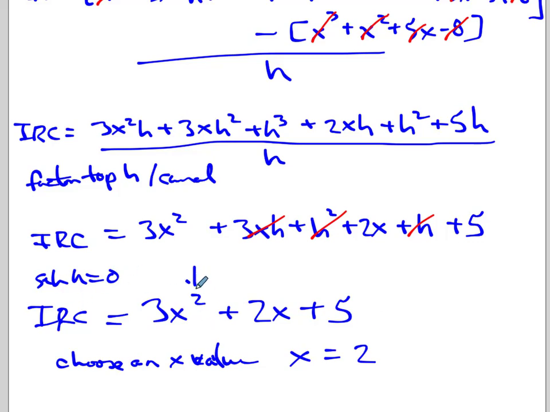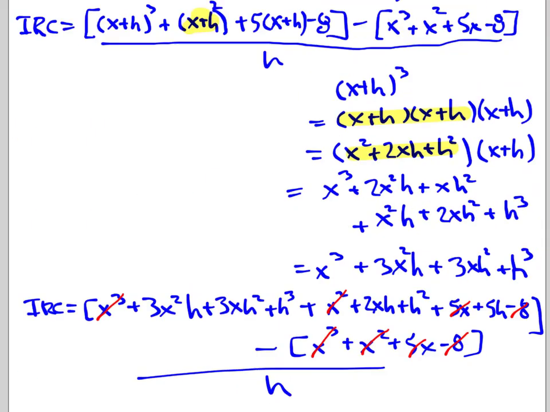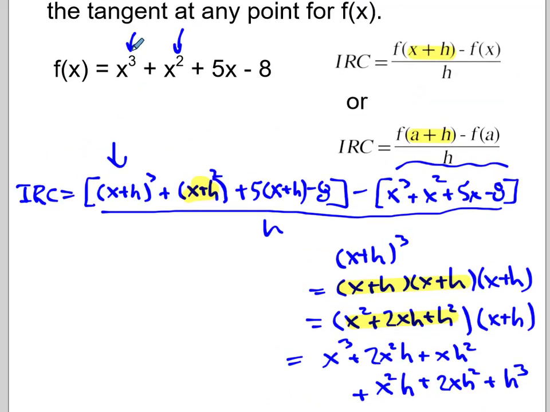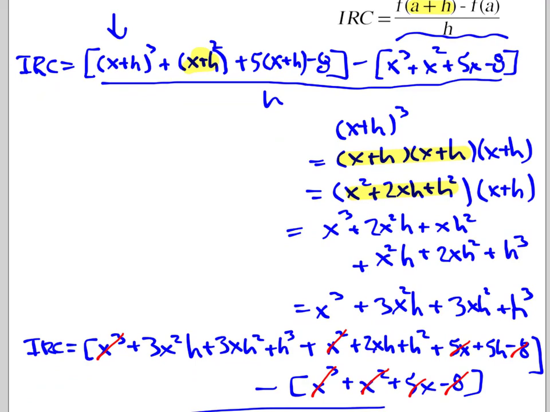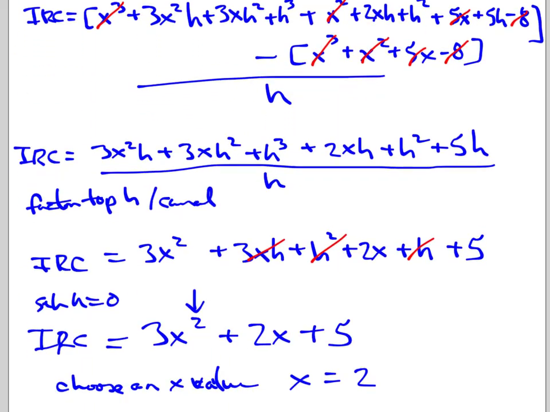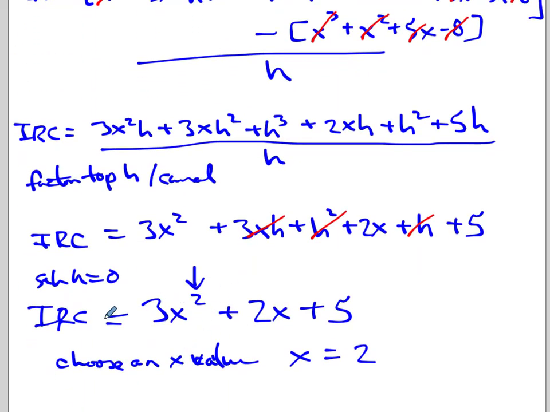Okay, and some other neat properties. You'll notice this is a degree 2. What did we start with? We started with a degree 3. So every time you find the IRC, it should drop by 1 degree or 1 power. And what we'll find in the future is you can actually find the IRC of an IRC. So I could find the IRC using this expression, and we could keep going. And we would find that the next IRC goes down to a first degree.